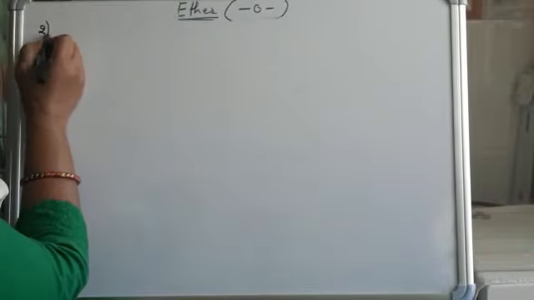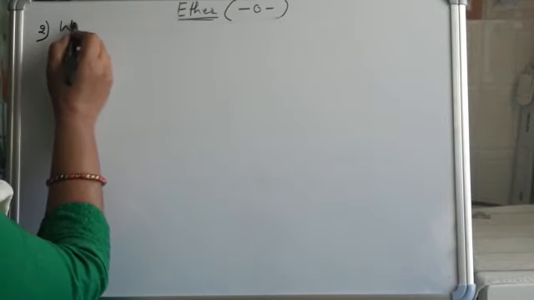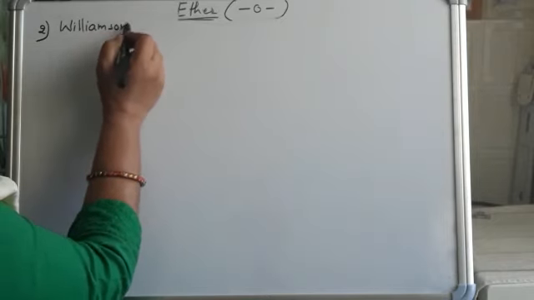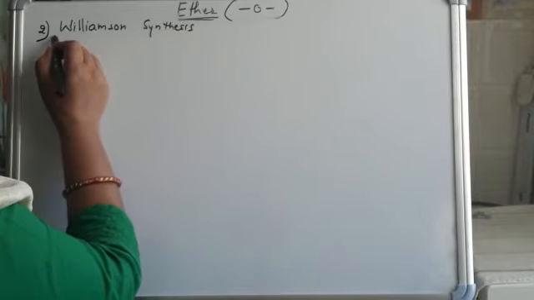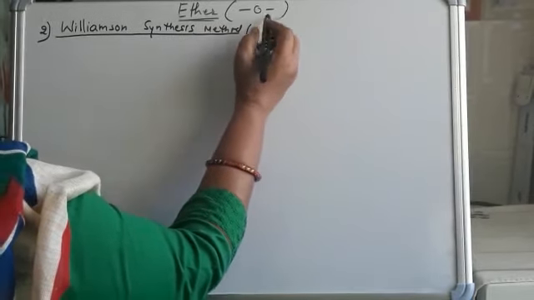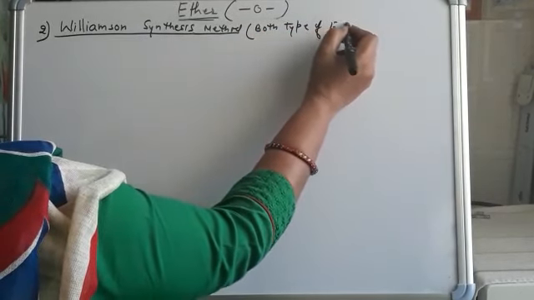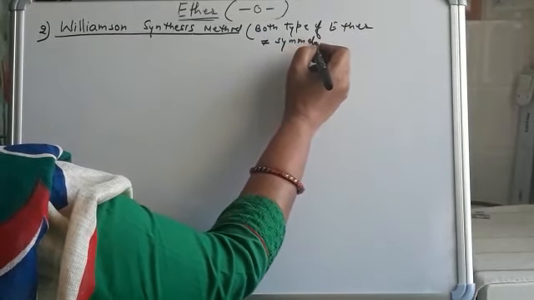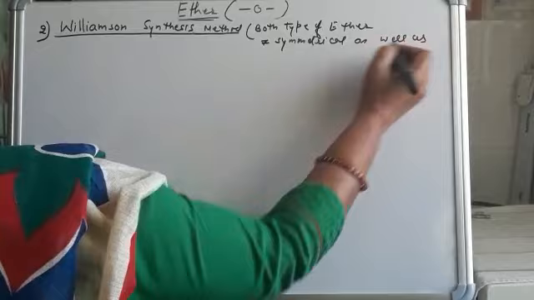Preparation of ether is by the Williamson synthesis method. This method is suitable for both types of ether, symmetrical as well as unsymmetrical.